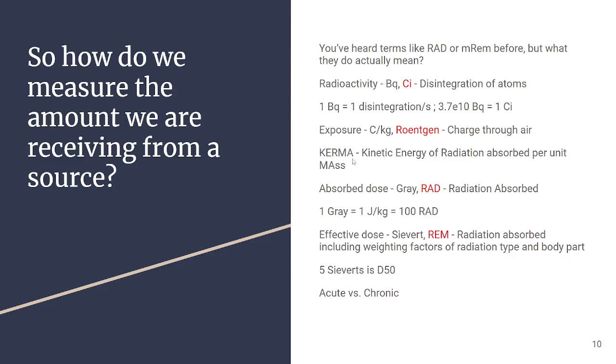There's also kerma, which is related to dose. It's the kinetic energy of radiation absorbed per unit mass. The kerma comes from kinetic energy released in matter, or mass. I don't write these units. But that's the kinetic energy that we're getting. And it's similar to dose, but it's going to overestimate it at large amounts. So we don't use it that much.